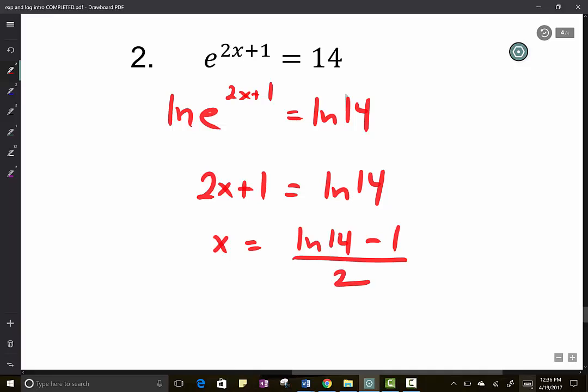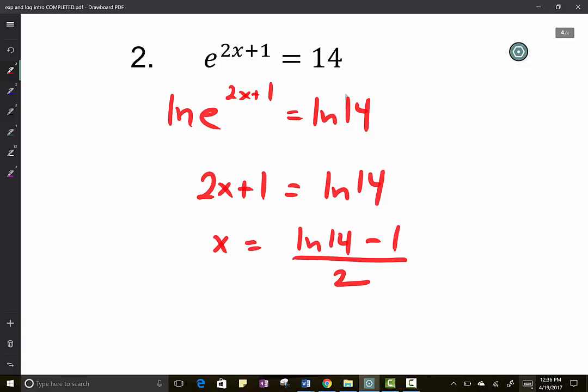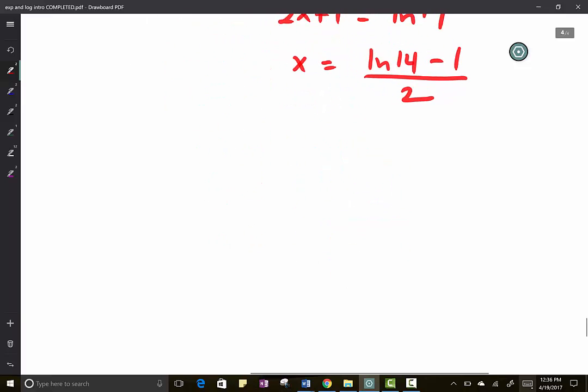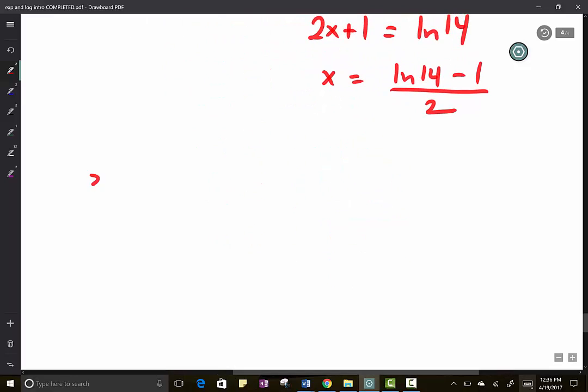You with me on that one? Does that one make sense? I mean, logs cancel exponentials. But here's the last one. What if it's written in log? Okay, what if it's written like this? Which there are a couple in your homework like this.